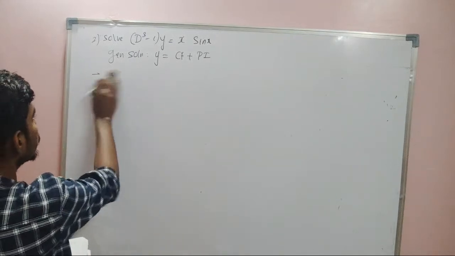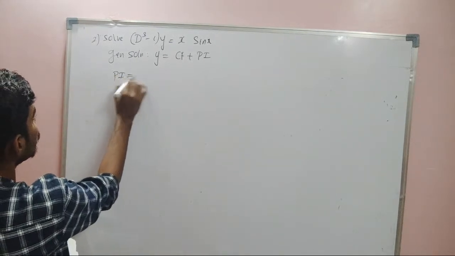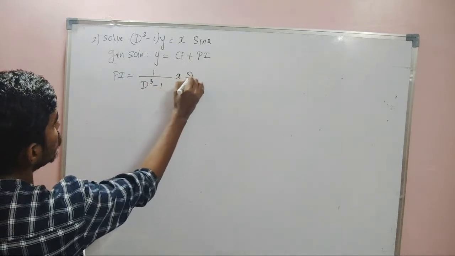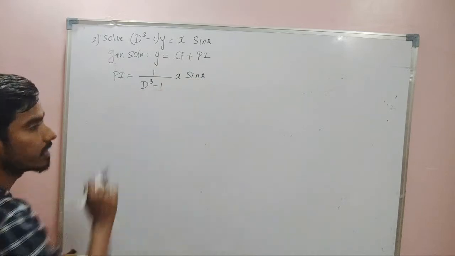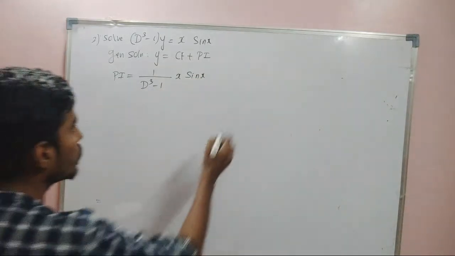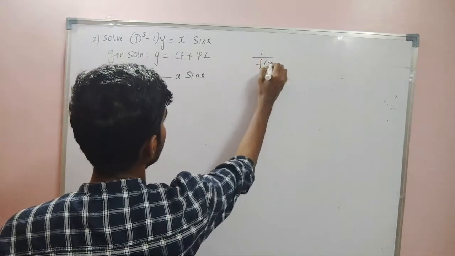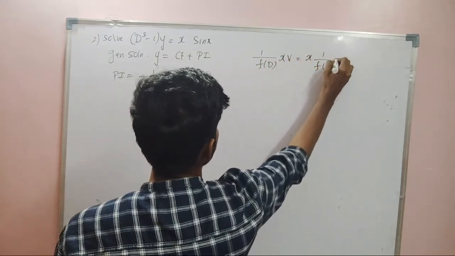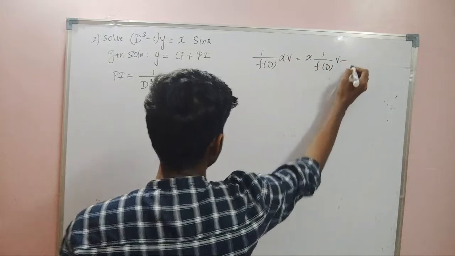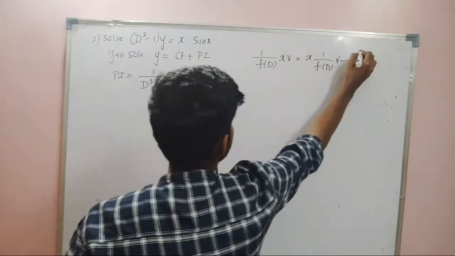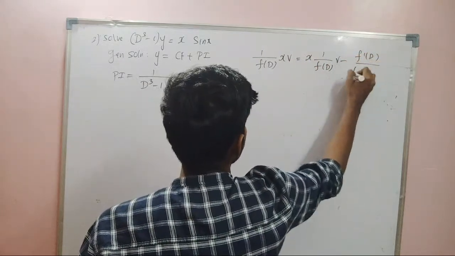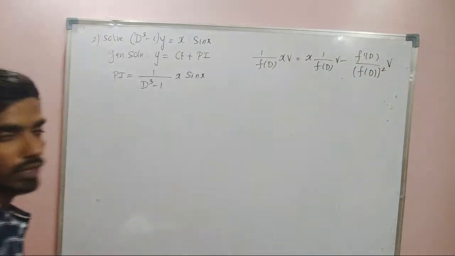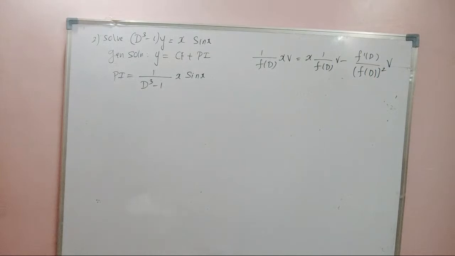So what is the particular integral? 1 by d cube minus 1 into x sin x. Again you can see this is type 5. So I am going to use the formula 1 by f of d into x b is equal to x into 1 by f of d into b minus f dash of d divided by f of d whole square into b, right? This is the formula that I have given.